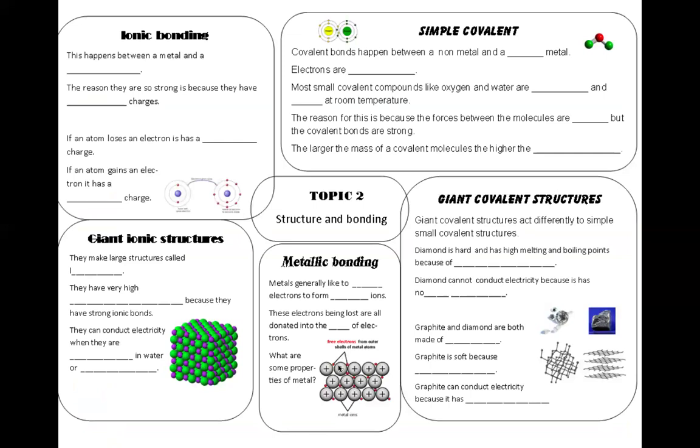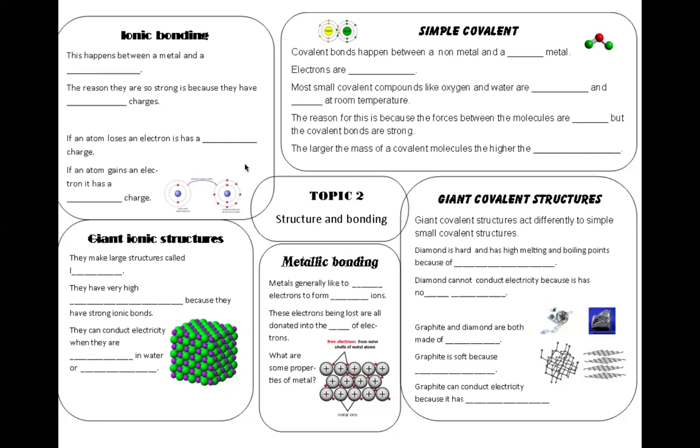So the next topic here is structure and bonding. Looking at topic 2, you've got to know about ionic, simple covalent, giant ionic. Let's do it in order: ionic bonding and giant ionic. On the left-hand side of the screen, you've got simple covalent molecules, giant covalent structures, and lastly, metallic bonding. If we start off with ionic bonding, this is a bit of a gap fill, so you might want to pause the video and fill in the gaps as you go along.